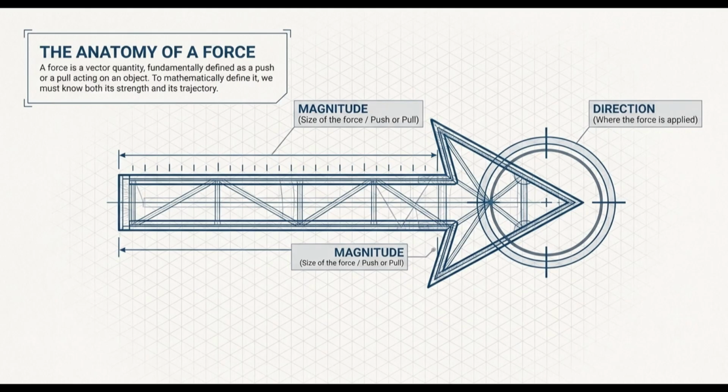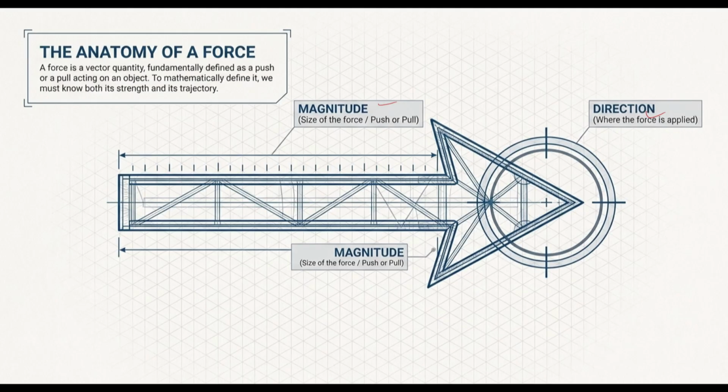Now let's examine the anatomy of a force. What is a force? Basically, a force is completely described by two properties. What are the two properties? They are magnitude and direction. Magnitude tells us how strong the force is, and it is measured in Newtons.